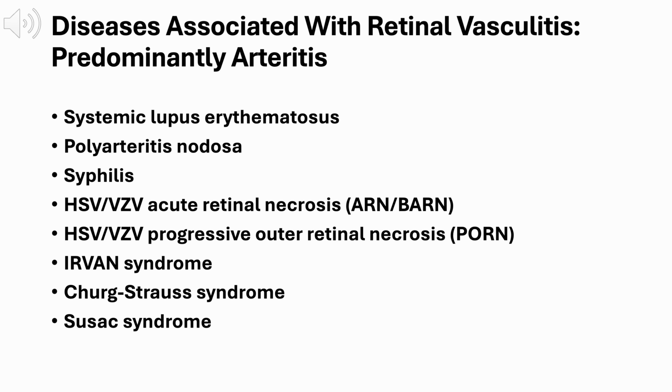When retinal vasculitis predominantly affects the arteries, a specific set of diseases rises to the top of the differential. Think of systemic lupus erythematosus, polyarteritis nodosa, and syphilis, the herpetic necrotizing retinopathies, acute retinal necrosis from HSV or VZV, and progressive outer retinal necrosis, and then Eales... Ivarn syndrome, Churg-Strauss syndrome, and Susak syndrome. You don't need to memorize the whole list cold, but recognizing that arteritis skews toward this group, infections, the connective tissue vasculitis, and the herpetic necrotizing retinopathies, helps you target the workup.